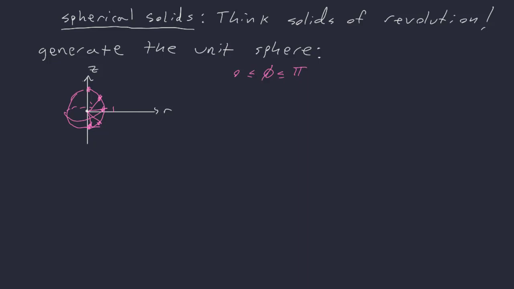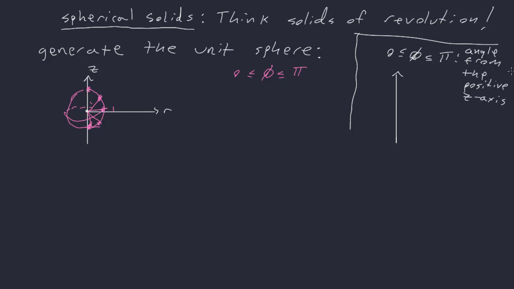So here are some conditions that I should have mentioned earlier on our limits of integration and how we think about this. Phi is trapped between 0 and pi because it's made from, and this is the angle from the positive z-axis.